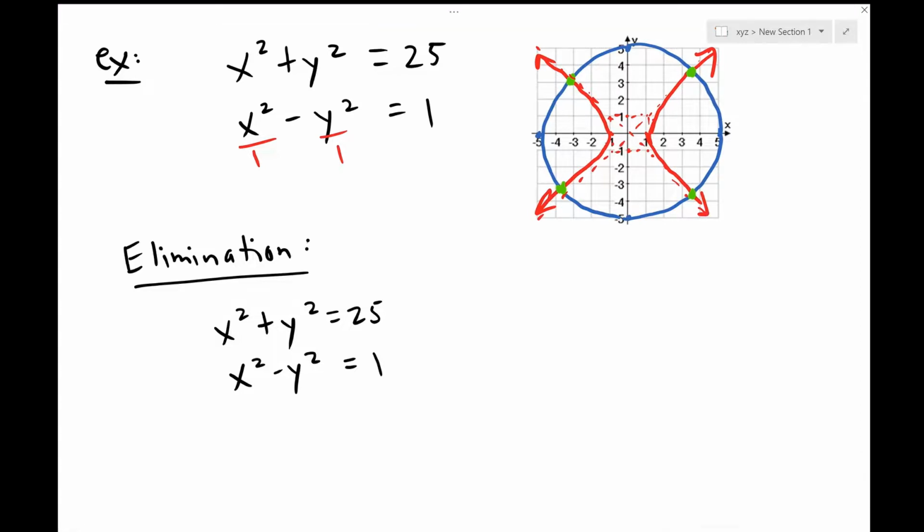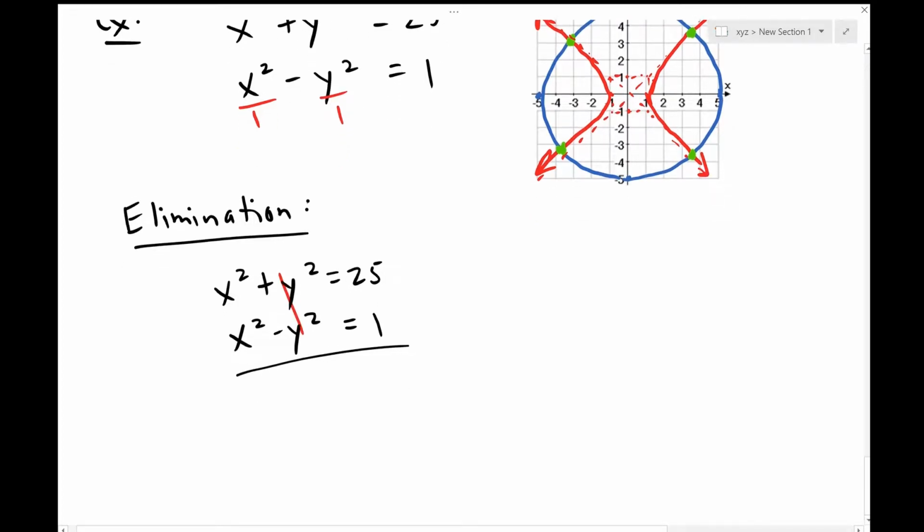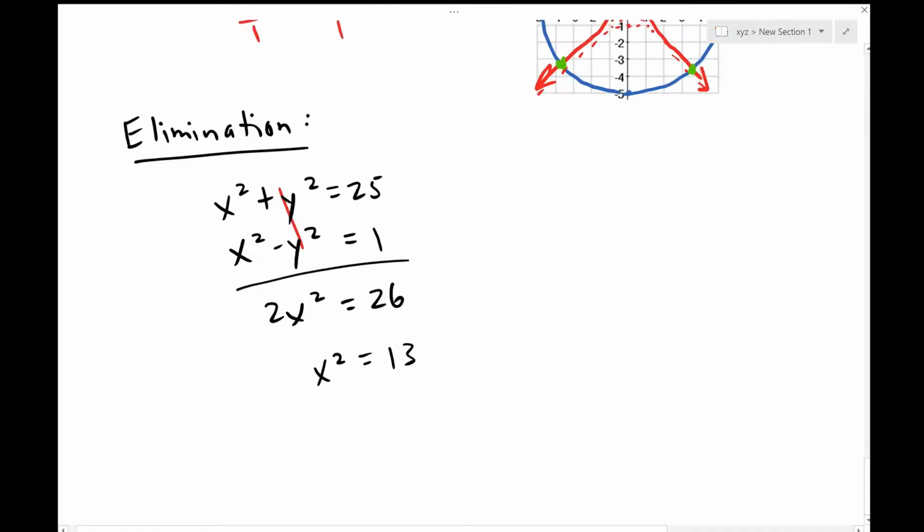So here, just adding the two equations together right off the bat, we can see that the y terms would be eliminated. So they will cancel out, and what we'll have is 2x squared is equal to 26. This, of course, gives us x squared equals 13. So taking the square root of each side, we should have x is equal to plus or minus root 13. So here we end up with irrational solutions for x.